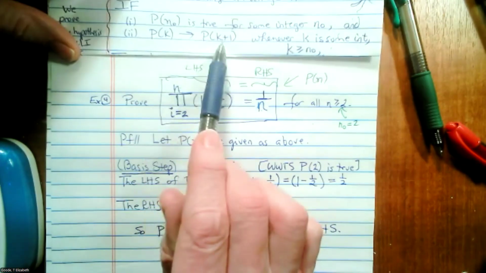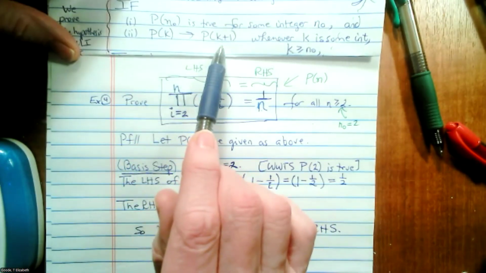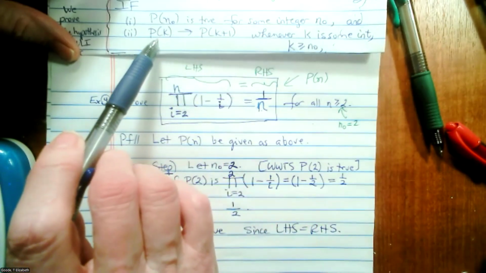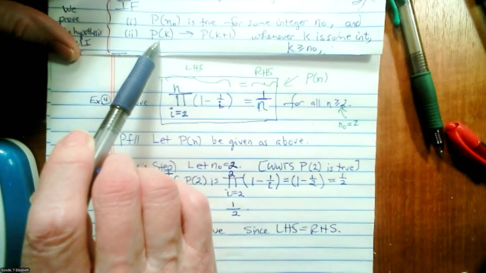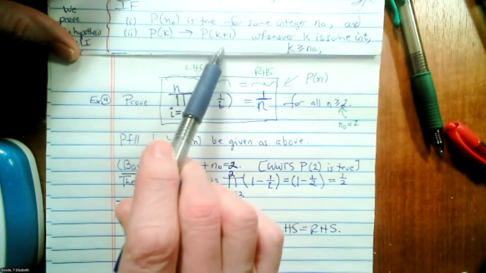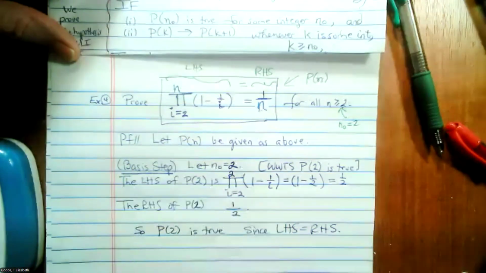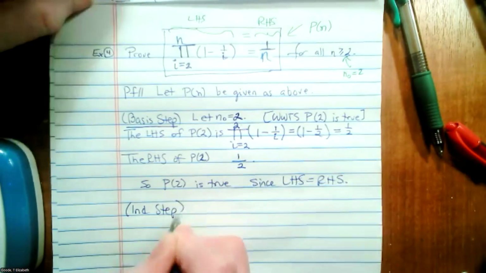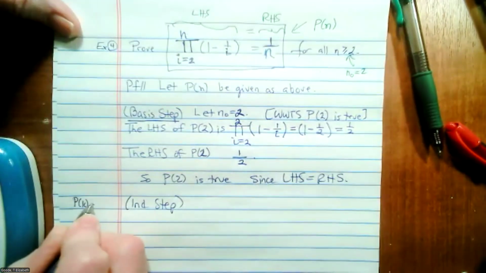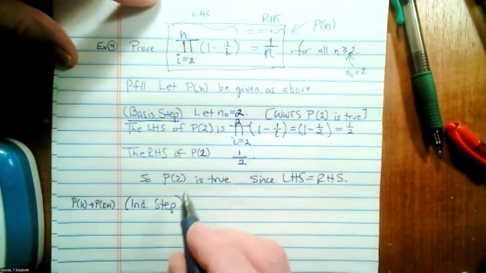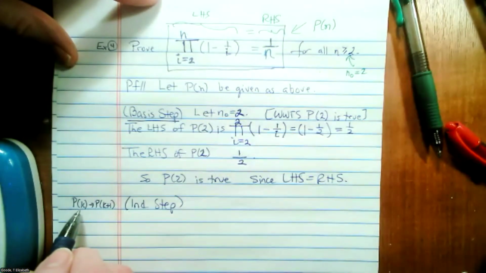Now, we need to show that P of K implies P of K plus 1. That means that we assume P of K, it's going to be a direct proof, and we wish to show P of K plus 1, because this is an if-then. If P of K, then P of K plus 1. All right? So in our inductive step, just to remind us what we're doing, we're just going to prove that P of K implies P of K plus 1, okay?